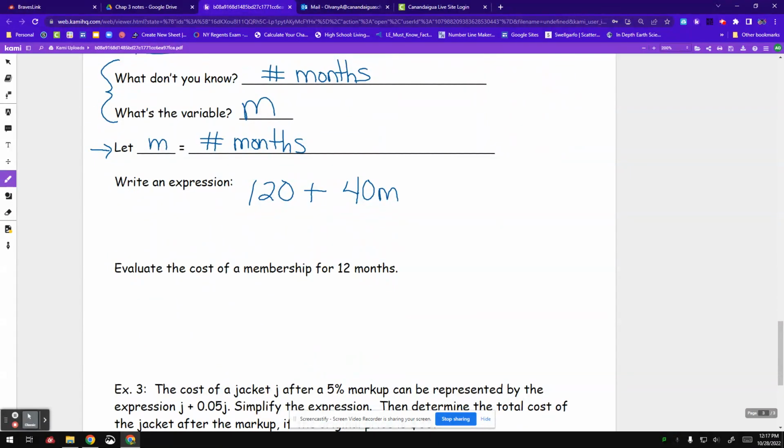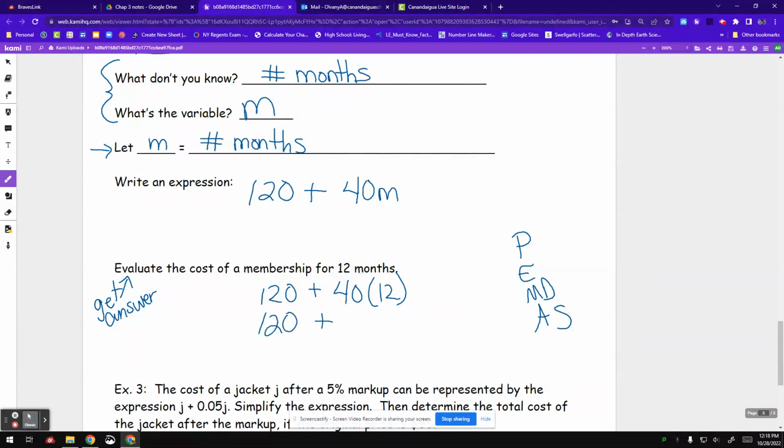Evaluate the cost of a membership for 12 months. Remember that evaluate means to get an answer. We're going to take our expression, and in place of M, we're going to put 12 because that's how many months it is. Again, order of operations tells us we have to multiply and divide before we do that addition. So I'm going to copy 120 plus. This is 480. This is $600 for the whole year.